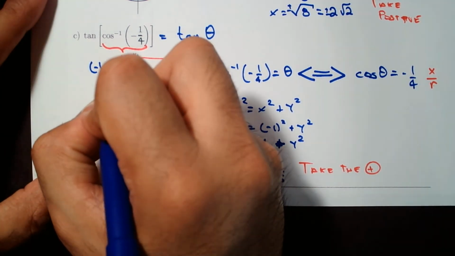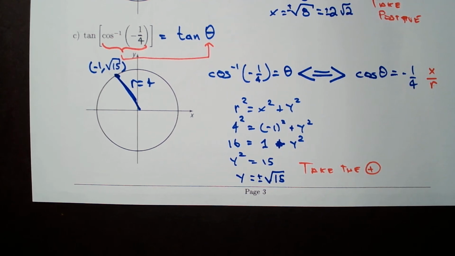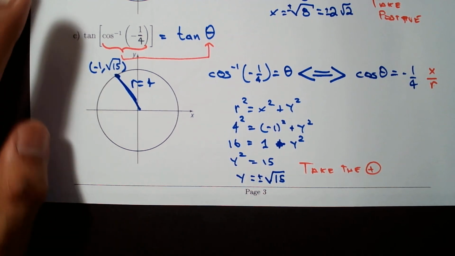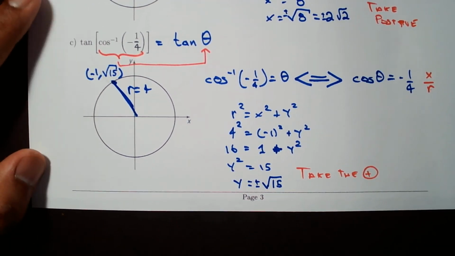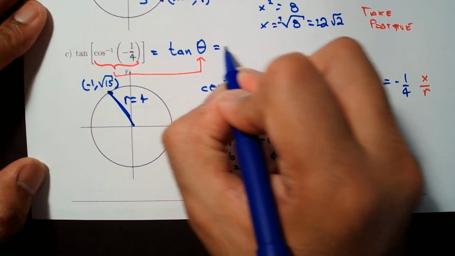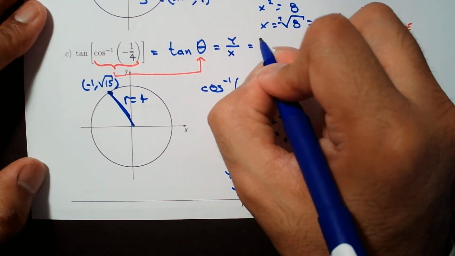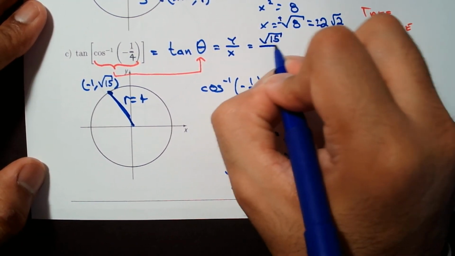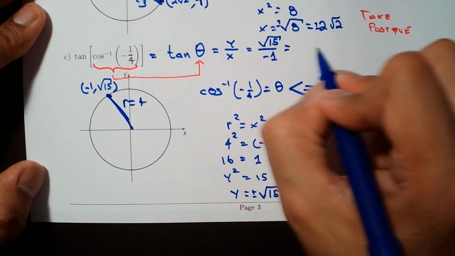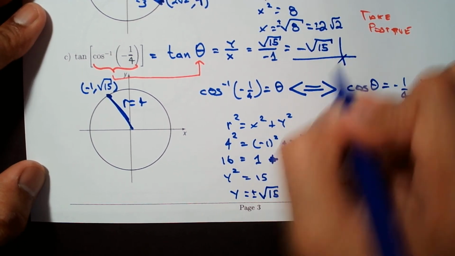So in this case, square root of 15 is the y coordinate of this circle of radius r. In this case, r equals 4. So now we have all the information to find the tangent function, and in this case the tangent function is defined as y over x, where y is the square root of 15 and x equals -1. Simplifying these two quantities, negative root of 15 is the final answer.